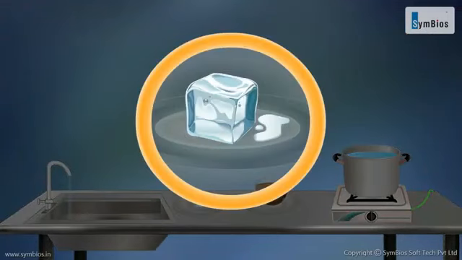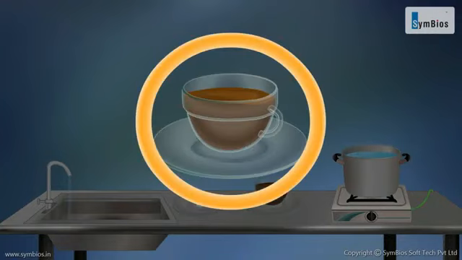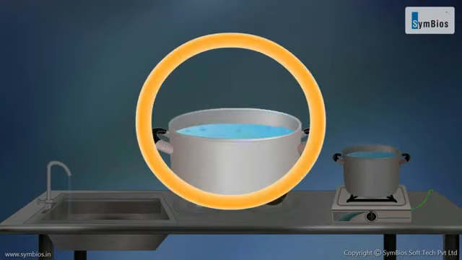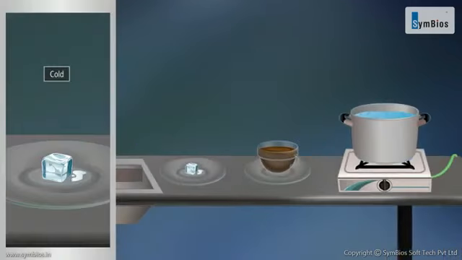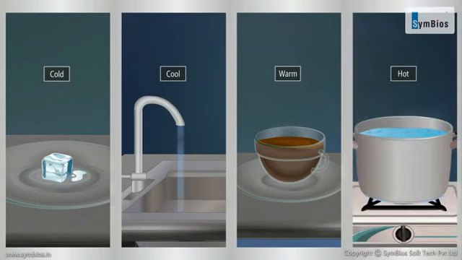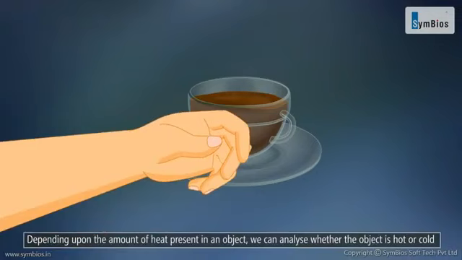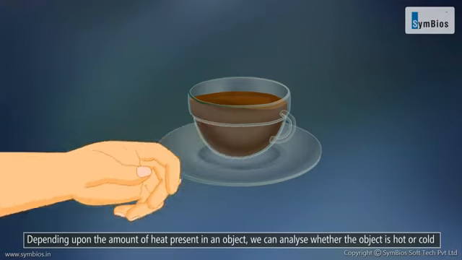An ice cube is cold. The tap water is cool. Coffee is warm. Boiling water is hot. Cold, cool, warm and hot are the different temperature counts or attributes the environment or a body has. Depending upon the amount of heat present in an object, we can analyze whether the object is hot or cold.